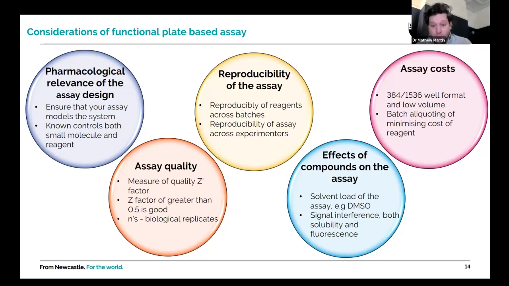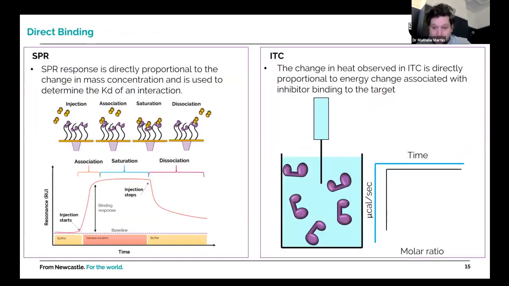Reproducibility of the assay is a key requirement within a structural SAR campaign. The assay must be reproducible across batches and within a program that may run for several years, across the duration of an entire drug discovery program, and also with multiple experimenters. As I said, I'm not going to touch on compounds themselves in this talk, but we must consider their effect on the assay. Typically, they're stored in organic solvents such as DMSO, therefore the assay must be configured to concentrations of DMSO that you typically use. And finally, the costs associated with this, so performing an assay in a 384 or 1536 well format is best, alongside aliquoting your batches.